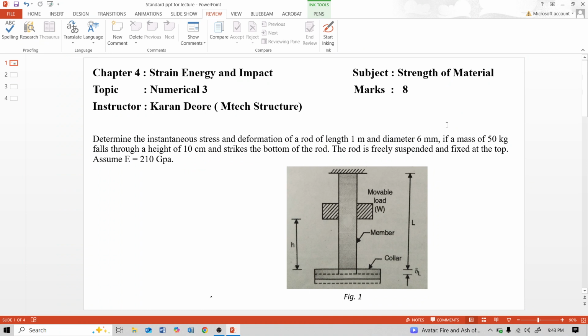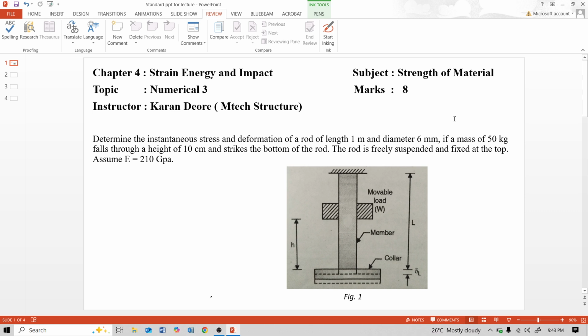Today, in this video lecture, we will see Chapter 4 Strain, Energy and Impact and Numerical 3. This Numerical 3 is on Impact Load. Our previous two numericals are on Suddenly Applied Load and this numerical is on Impact Load. Now the difference is the formula for impact load. The stress formula for impact load is different and the suddenly applied load stress formula is different. So this is the main difference of this type of numerical.